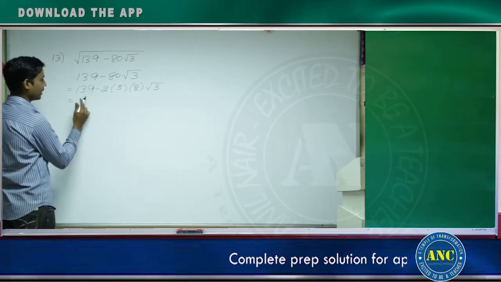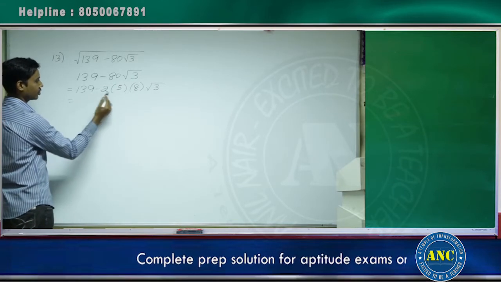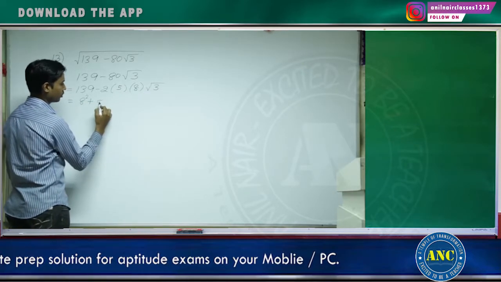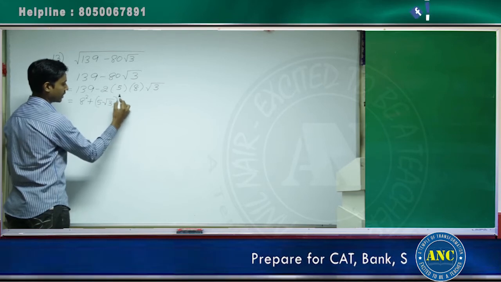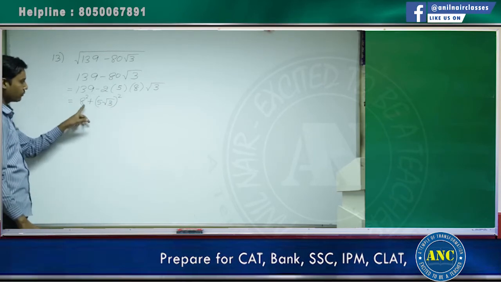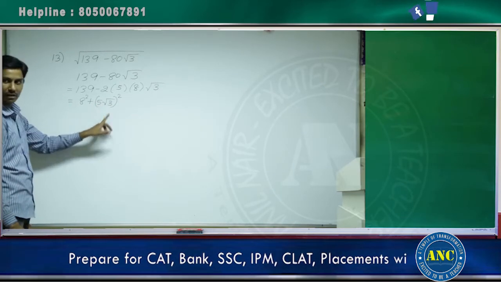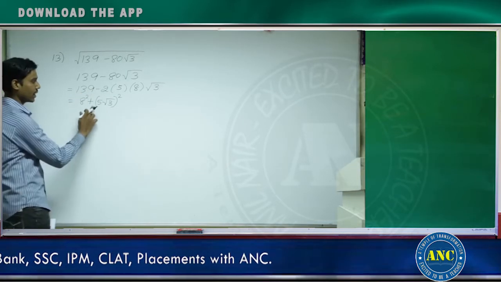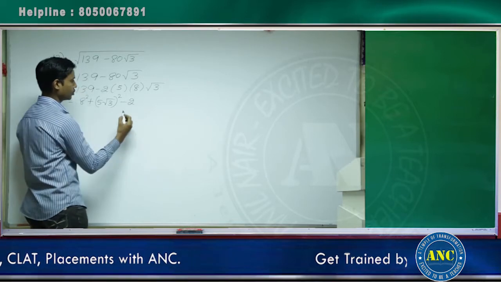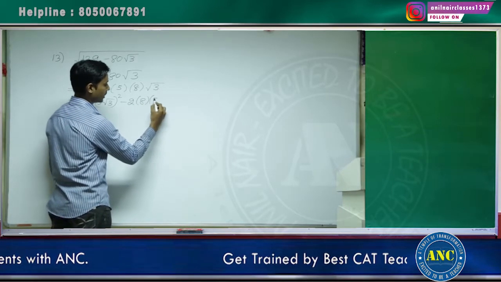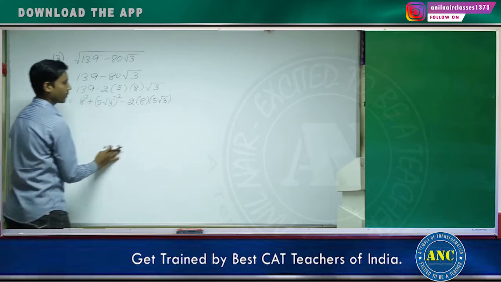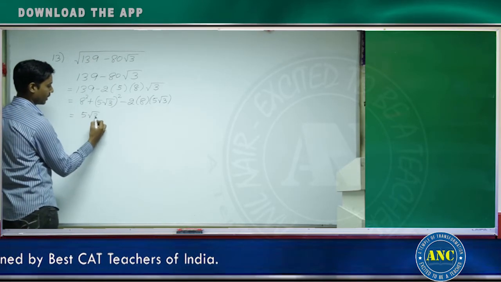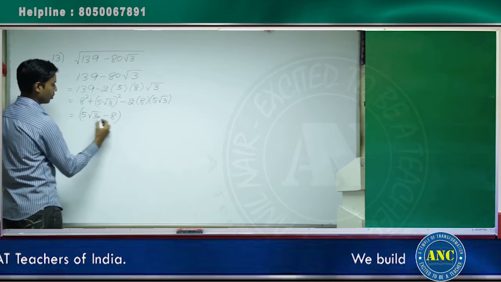Now if you observe here, this I can write as 8 square plus 5 root 3 whole square. 8 square plus 5 root 3 whole square is nothing but 64 plus 25 into 3 is 75. 64 plus 75 is 139 itself, right? 8 square plus 5 root 3 whole square minus 2 into 8 into 5 root 3. This is nothing but A square plus B square minus 2AB. It is nothing but A minus B whole square. 5 root 3 minus 8 whole square.